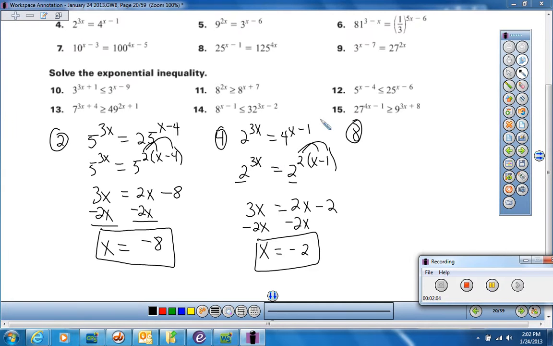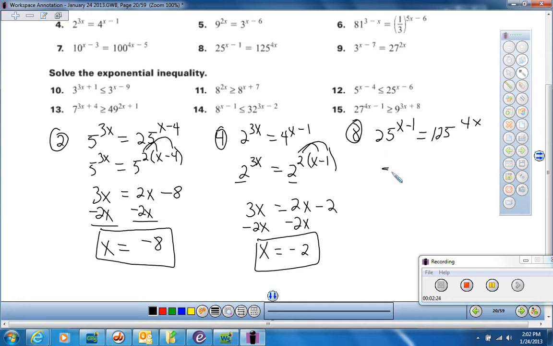Alright, question 8. We end up with 25 to the x minus 1 equal to 125 to the 4x. Alright, get the same base. 5 squared gives us that. And so I'm going to write that as 5 squared to the x minus 1. Now, 5 to the third power will replace the 125.